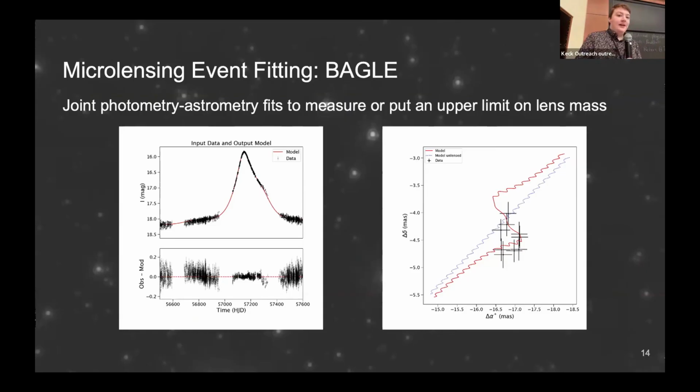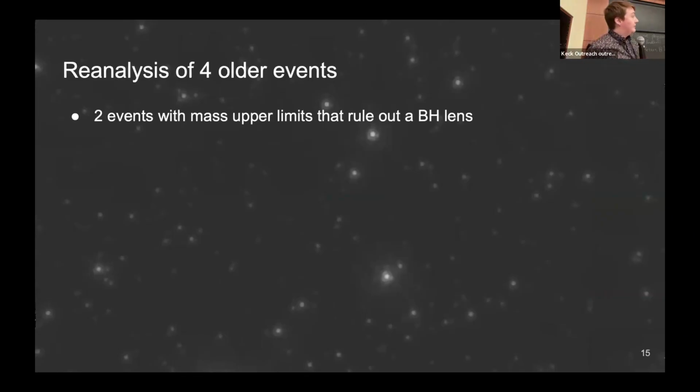After this, it's a long data analysis process. We'll then run joint photometry and astrometry fits on our targets in order to set an upper limit on the mass of the lens, or to measure the lens mass. I'm on limited time today, so I'll just quickly summarize my results.